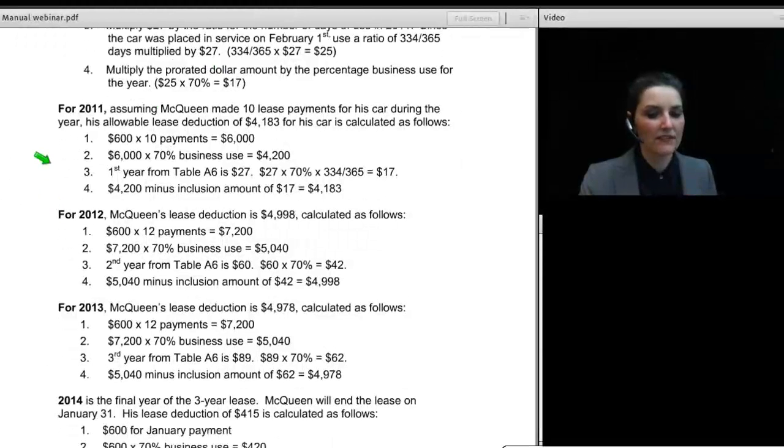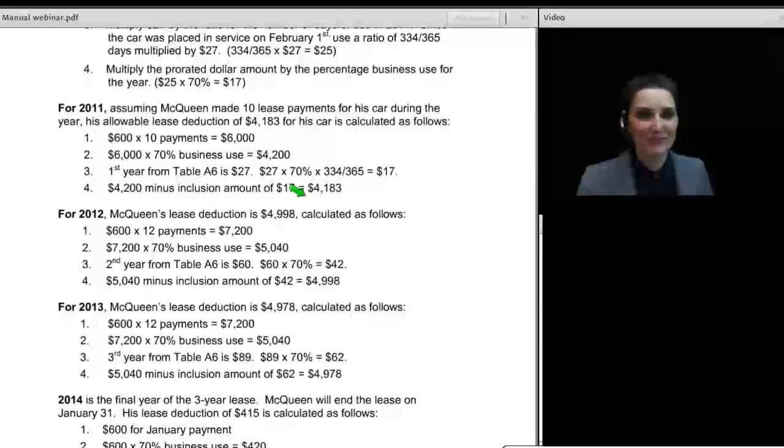For 2011, assuming McQueen made 10 lease payments for his car during the year, his allowable lease deduction would be $4,183 for his car, and this is how we figure it. 10 payments times $600 gives us $6,000, and we multiply that by 70% business use, and we get $4,200. Here's how the inclusion amount works. He's not allowed to claim $4,200 as a deduction. Instead, he has to take that inclusion amount and subtract it from $4,200. The inclusion amount is $17, so his deduction is going to be reduced to $4,183.